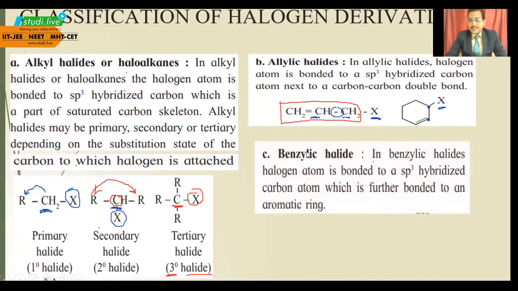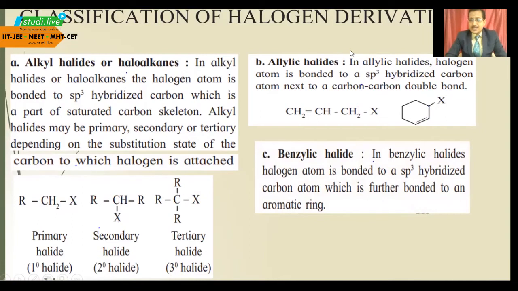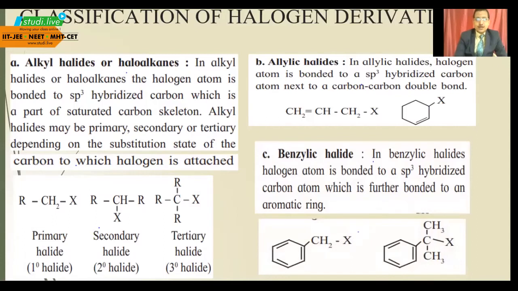Next one is benzylic halide. What is that benzylic halide? Now here in benzylic halide again, the halogen atom is bonded to a sp3 hybridized carbon atom. Now how is it bonded to sp3 hybridized carbon atom? Let's check it out. Again the same explanation will come, but the concept should be very, very clear.